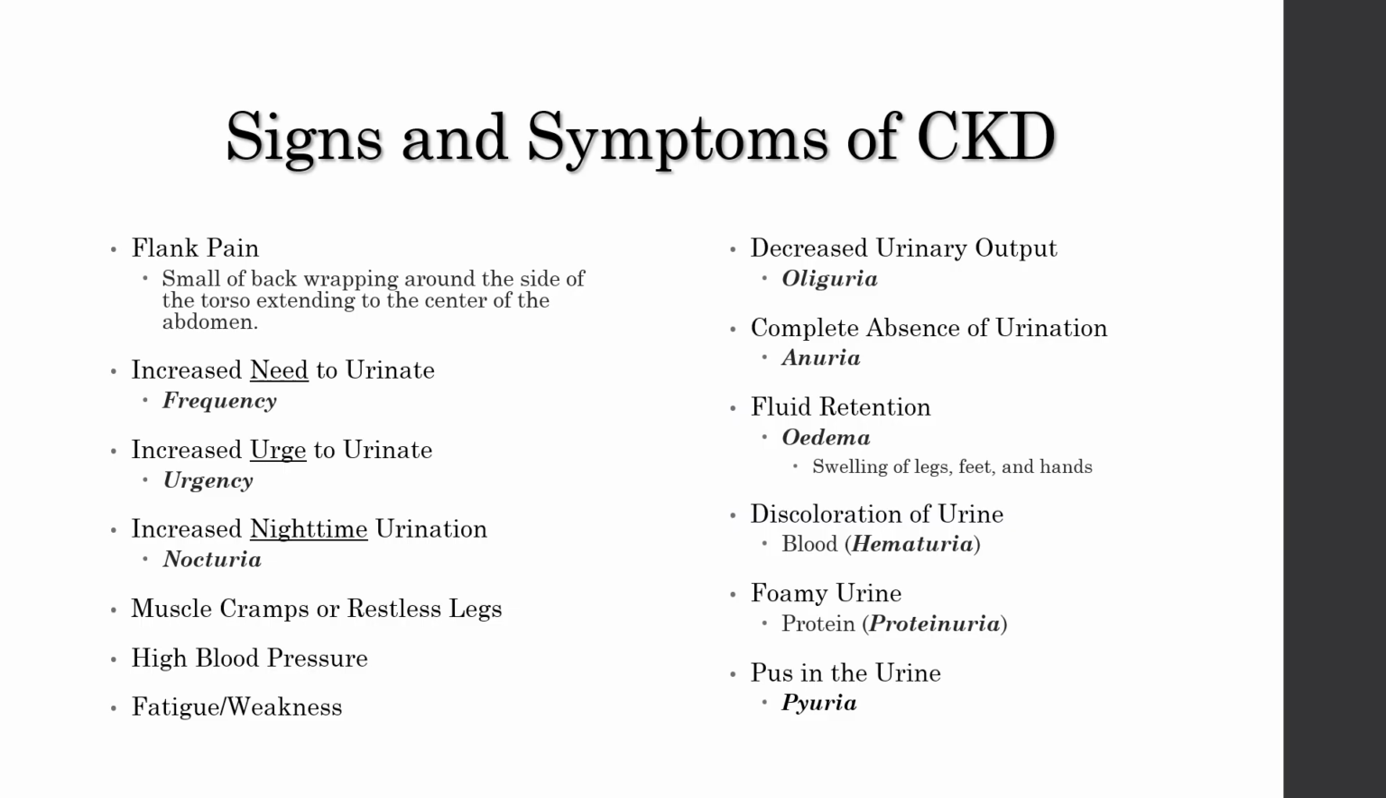Okay. And then we have systemic symptoms. So muscle cramps or restless legs, persistent fatigue and weakness, and high blood pressure. So remember, the kidneys help regulate electrolytes, blood volume, and erythropoietin. So when they fail, the entire body feels it. Many of these symptoms trace directly back to the glomerulosclerosis, tubular injury, and interstitial fibrosis, structures you'll later identify microscopically.